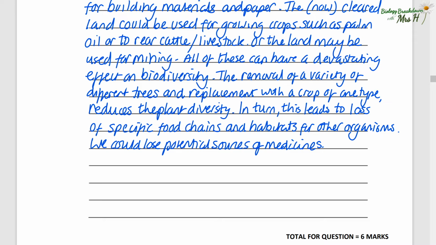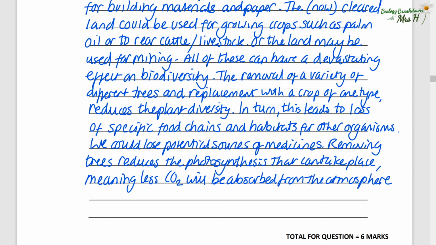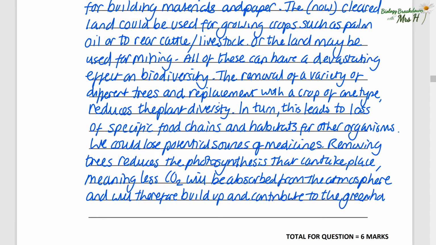One of the main things that I really want you to include in these deforestation answers is this next bit here. When you remove trees, you're reducing the photosynthesis that can take place. And as you know, carbon dioxide is needed to be taken into the plant so that it can carry out photosynthesis. If you're chopping the trees down, there's going to be less photosynthesis, meaning less carbon dioxide will be absorbed from the atmosphere, and therefore the CO2 is going to build up in the atmosphere and contribute to the greenhouse effect, and that can lead to global warming.